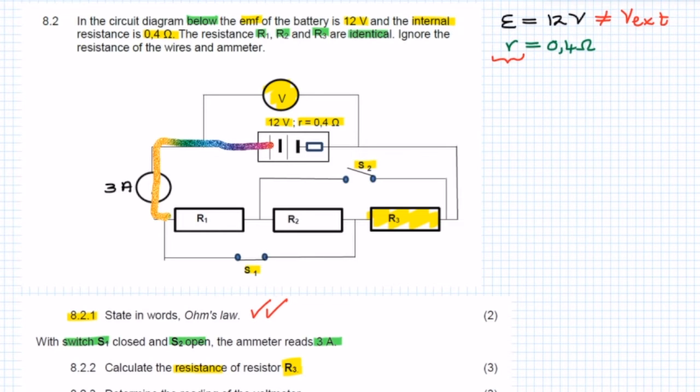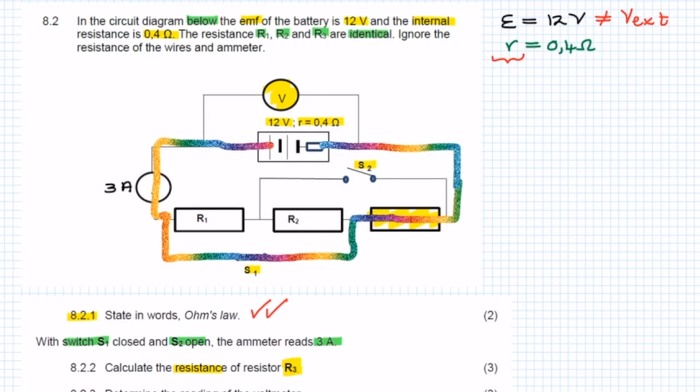Now, because switch S1 is closed, instead of the current flowing through resistor 1 and resistor 2, all of the current is going to take this path that has 0 resistance. We then get to the 3 ohm resistor. The current will flow through the 3 ohm resistor, resistor 3, and back to the other side of the battery.